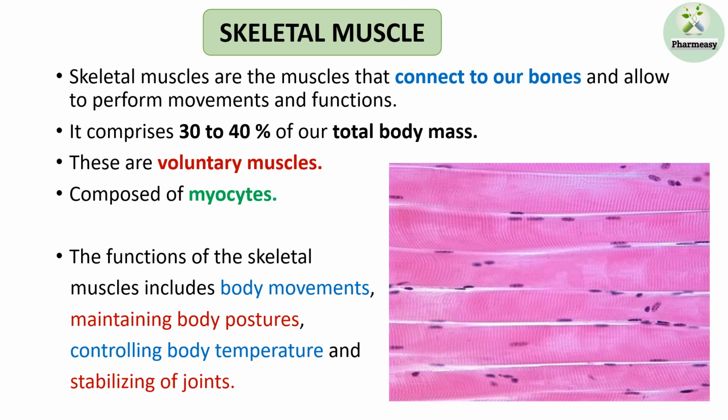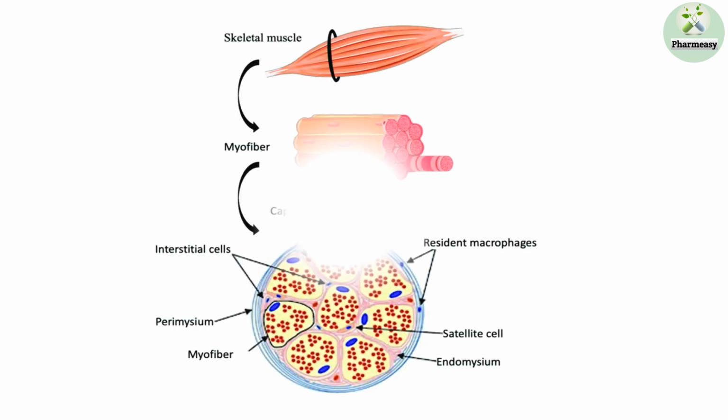And this figure shows the muscle striations and the nuclei. And in this figure, this is skeletal muscle and it comprises myofibers. And this is a transverse section of fascicle and contains blood capillaries, macrophages, satellite cells, endomysium, perimysium, and interstitial cells. This is a single myofiber.